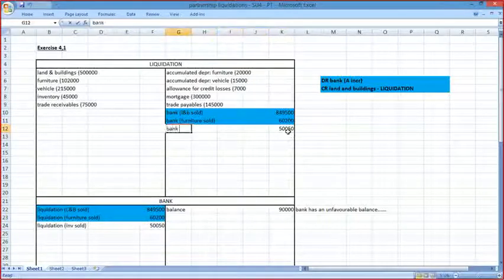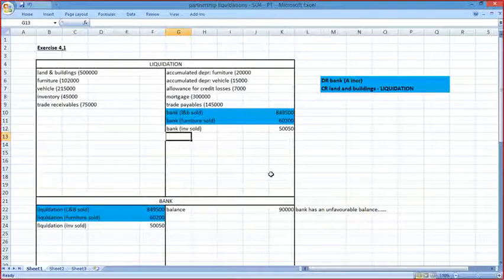Inventory sold. Next one is all the debtors, as recorded in the above trial balance, settled their accounts and received a discount of 20%. What do I do with that? So where are the debtors? Trade receivables, that's at 75,000. Yes. So they paid that, but we gave 20% of that away as a settlement discount.